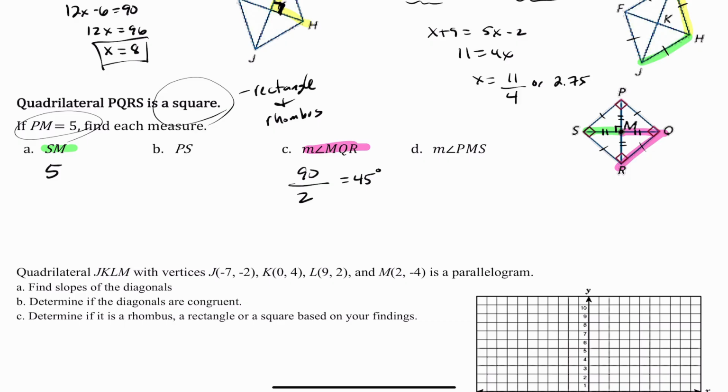For D, we have the measure of angle PMS, so PMS. Well, that angle that I highlighted is a right angle. So the measure of angle PMS is just simply 90 degrees. Now, if you notice, I did A, C, and D, but did not do B, because this one's a little tricky. So, what is the value of PS?